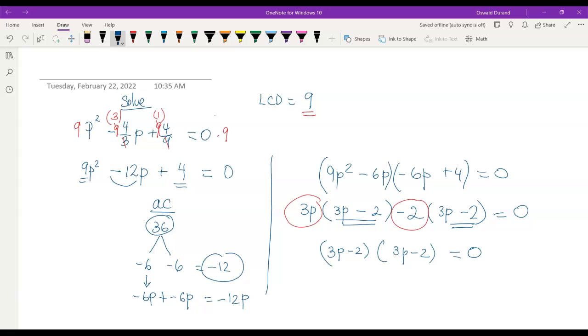Each factor is going to be equal to 0, but since it's the same, I don't need to do that twice. It's just going to be 3p minus 2 equal to 0, 3p equal to 2. Therefore, p is equal to 2 over 3. And that's your final answer. So your solution is 2 over 3.